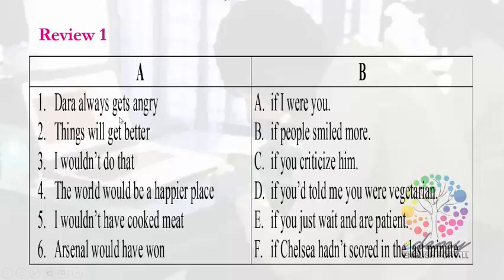Okay, so here I've got all the conditionals here: 0, first, second, right, and third. Okay. So I want you to match the sentence in A with sentence in B to make correct conditionals. Alright. So the first one, that I always get angry. So this is a habit, right? So with a habit, we use zero conditional.